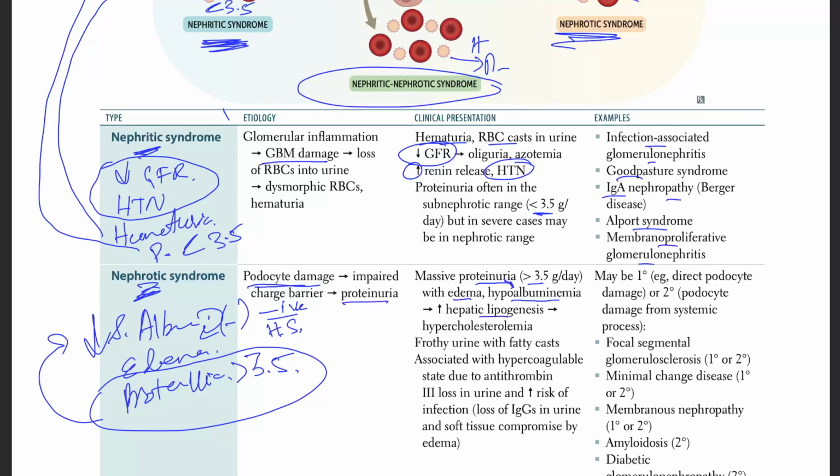Increase in hepatic lipogenesis, which causes an increase in cholesterol. So we were losing lots of proteins, thinning the blood, so the liver tries to buff it up, and by causing an increase in lipogenesis, increases the cholesterol in the blood and causes hypercholesterolemia. You will see frothy urine with fatty casts, associated with a hypercoagulable state due to antithrombin loss.